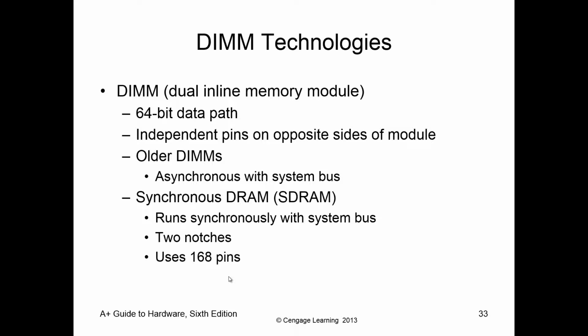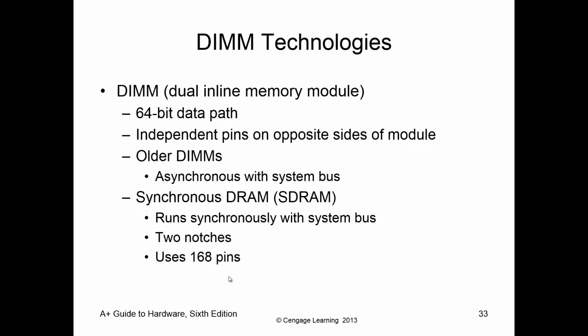So the important part for our DIMMs: our DIMMs normally use a 64-bit data pathway. Again, the communication pipeline is 64 bits long. It has independent pins on opposite sides of the module, that way they can access data twice as fast. One pin on one side accessing one bus, one pin on the other accessing another bus.